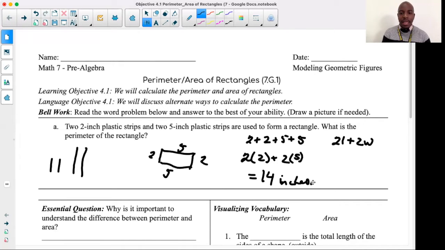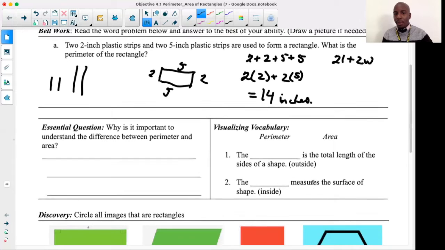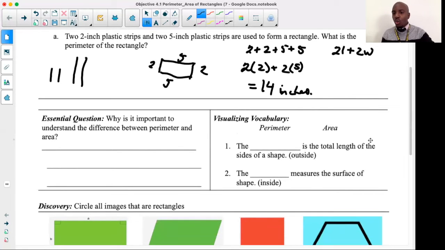All right, let's dive in. There are little things that I want to point out. And the first is just looking at the vocabulary with you. The perimeter is the total length of the sides of the shape. As usual, you will see the vocabulary, one word after another.